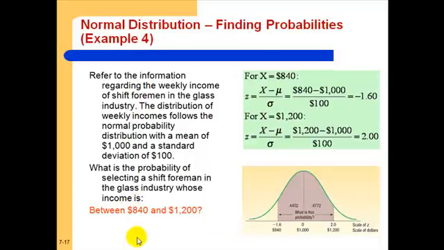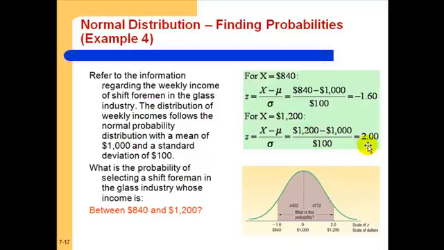Okay, how about we want to find the area between two numbers that are on each side of the mean value? What is the probability of selecting a shift foreman in the glass industry whose income is between 840 and 1200? So we first find the z-value for 840, and the z-value for 1200. The z-value for 840 is negative 1.6. The z-value for 1200 is 2.